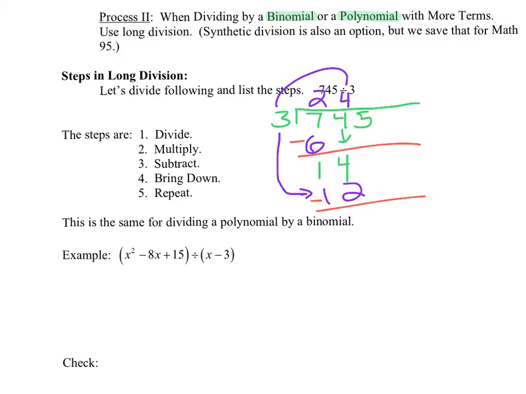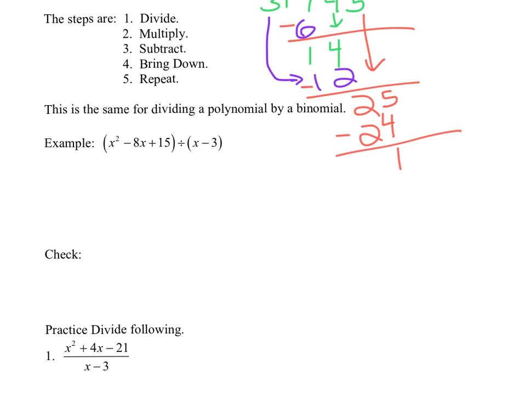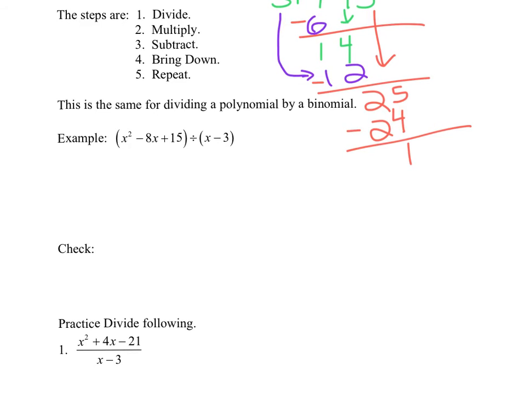Again, we subtract it. We get 2. We bring down the 5. And 3 times what would be something less than 25 is 8. That gives us 24, so 8 times 3 is 24. We subtract, we have 1. Our remainder is 1. Okay, this is what we did before. So now we're going to look at what we do with a polynomial.